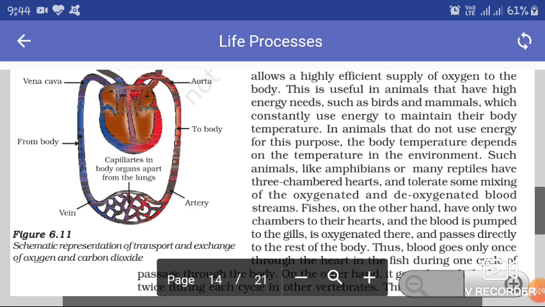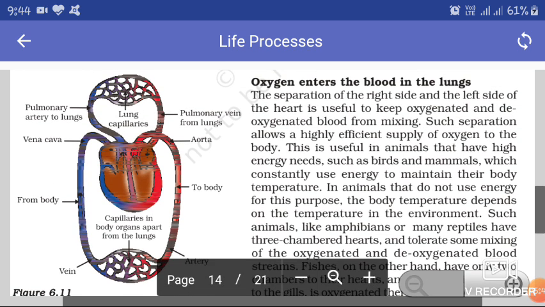You have seen diagram 6.11: lung capillaries, pulmonary veins of lungs and pulmonary artery of lungs, vena cava from body veins, capillaries in body organs apart from the lungs, body aorta, and blood goes inside the heart.